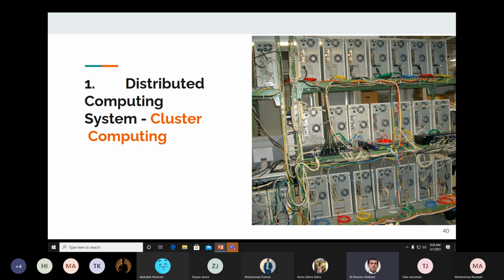If you want to build a high computing system, then you have to connect many computers. Then you call this a cluster of smaller computers, right?